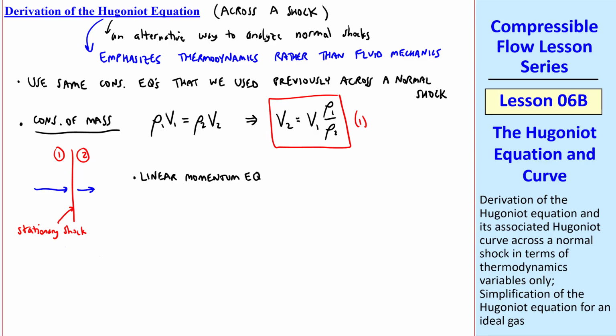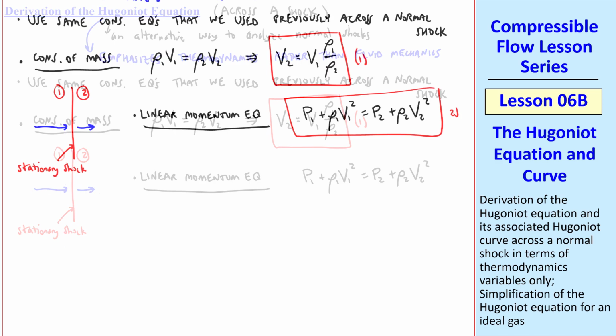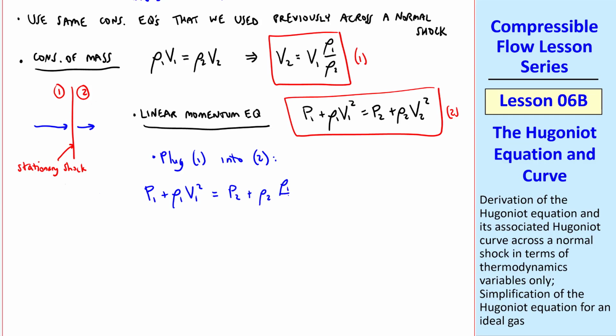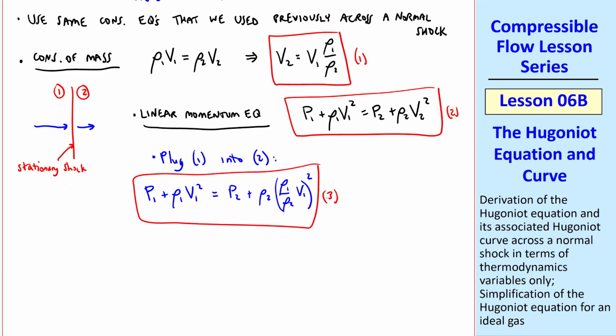Now consider the linear momentum equation. We had P1 plus ρ1 v1 squared equal P2 plus ρ2 v2 squared. Let's call that equation 2. Let's plug equation 1 into equation 2 and rearrange. We have the same left-hand side, but we'll plug in 1 for this v2. So on the right-hand side we get P2 plus ρ2 times quantity v1 ρ1 over ρ2, squared. I'll call that equation 3.